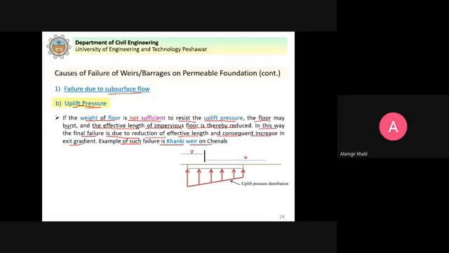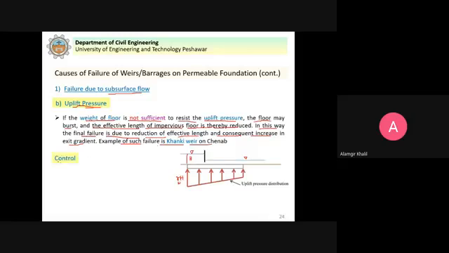Clear? And this will be equal to what? Let's say this is H. So it is pressure. This will be equal to gamma H. P is equal to gamma H, gamma of water.